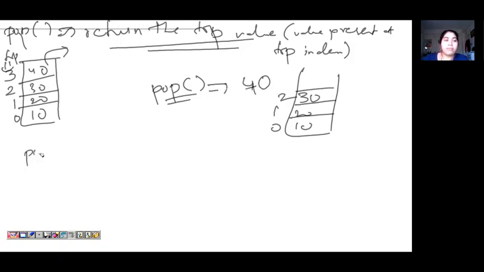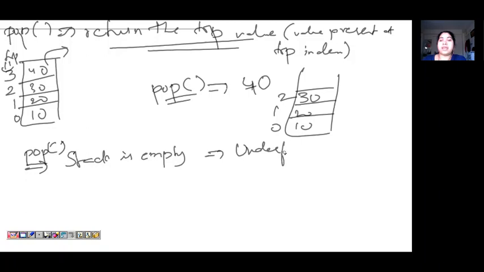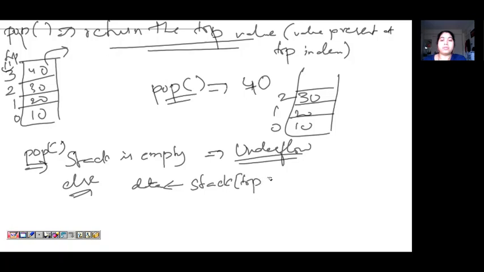So in pop, you have to check two cases. One is whether the stack is empty. You can delete elements only when the stack is not empty. So here you need to check if the stack is empty. If the stack is empty, you have to give a message to the user saying that the stack is empty, that is, it is underflow. Else, you have to retrieve the topmost element into some data. In data, I am saying stack of top. So here data will be having the topmost element, which is 40.